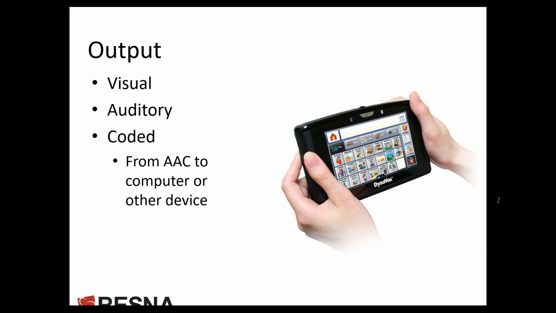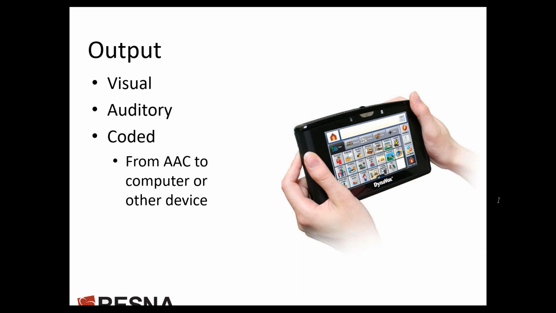So let's talk about output characteristics now. So these include visual displays, auditory output, and coded output. This coded output is for when you're communicating using an AAC device to communicate to a computer, or maybe to another device, such as environmental control.